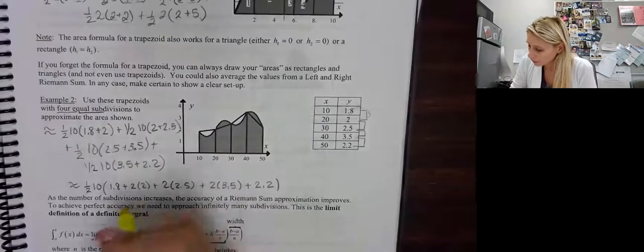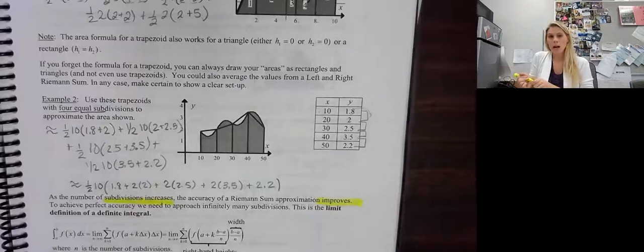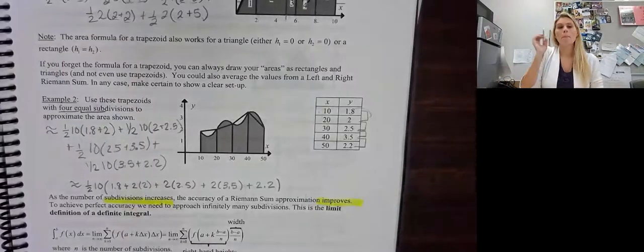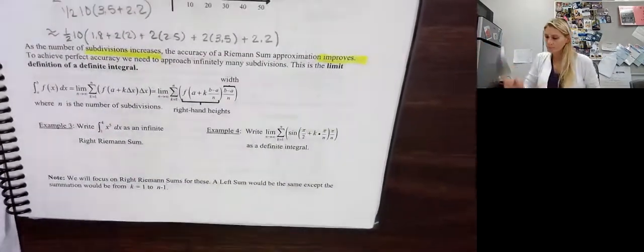So increasing improves it to be more accurate. Okay, to achieve perfect accuracy, we need to approach infinitely many subdivisions. If you remember from secondary 3 and you talk about infinitely many, we're summarizing, we're doing that summation, okay? And it's almost like we're doing that limit, right? Getting very, very close. So how do we set that up?